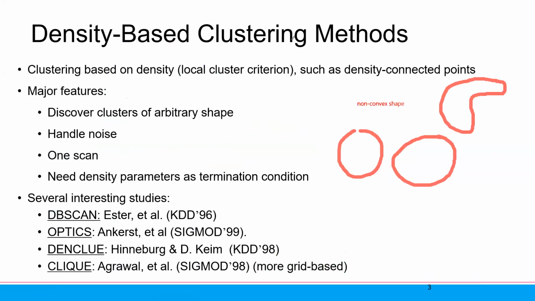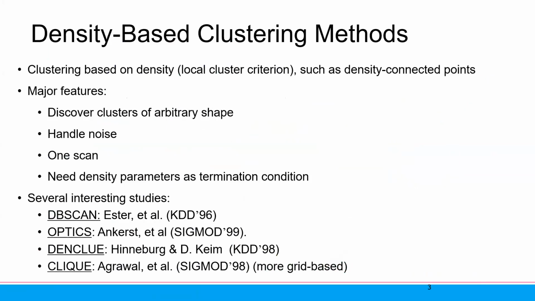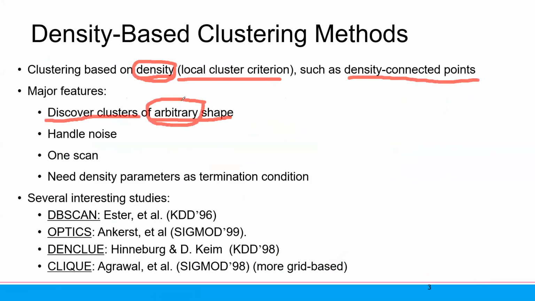The density-based clustering method means we want to see the density. Density means we want to check the local cluster criterion. We call it the density connected points. So the major features: we want to discover clusters of arbitrary shape. Arbitrary means any shape, every shape.